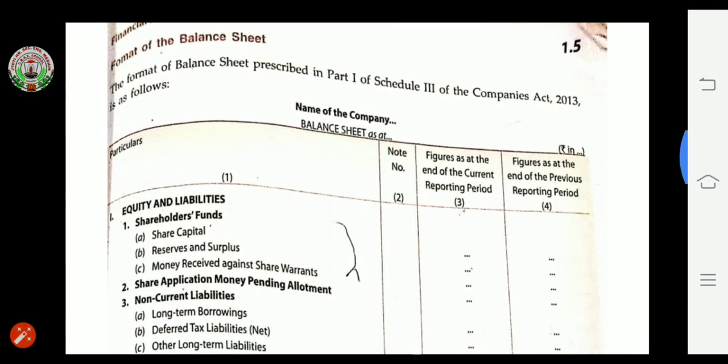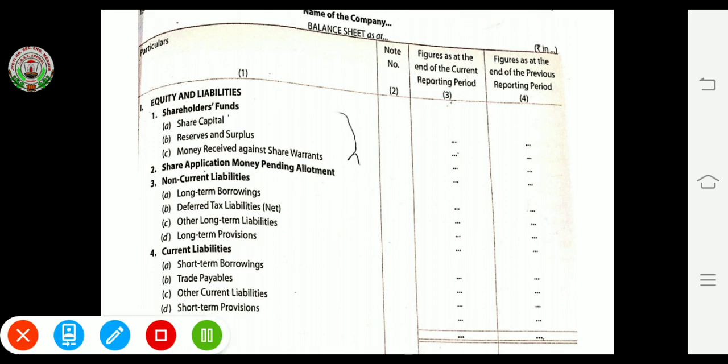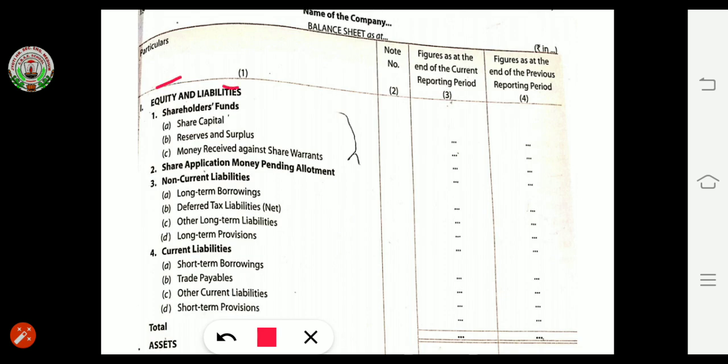Down here we have the format of the balance sheet. This is the full format of the balance sheet. You can see it is divided into two main parts. First is equity and liabilities, and the second part is assets. Now, according to the meaning that we discussed earlier, the balance sheet has three parts: liabilities, equity, liability, and the next is assets.